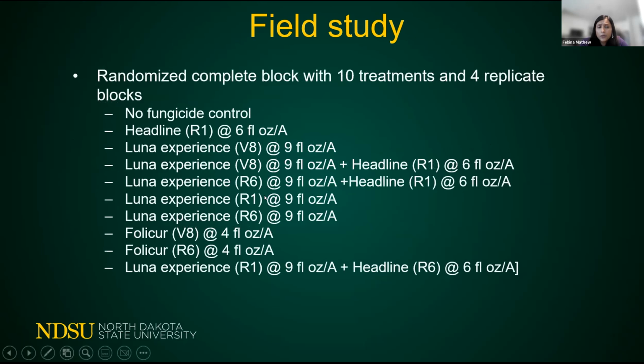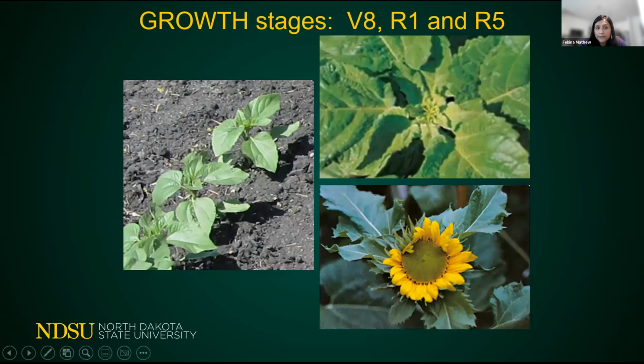The difference though is we used a different product called Luna Experience that was sprayed at V8. V8 is usually the target for herbicide applications, and we used it off the label. But we also used combinations of Luna with Headline, which we call the split application. So we were targeting either a single application of Luna, or supplementing the Headline application with Luna, to see if we would get any sort of yield benefit at the end of the season.